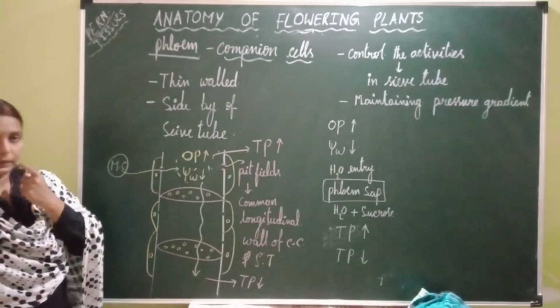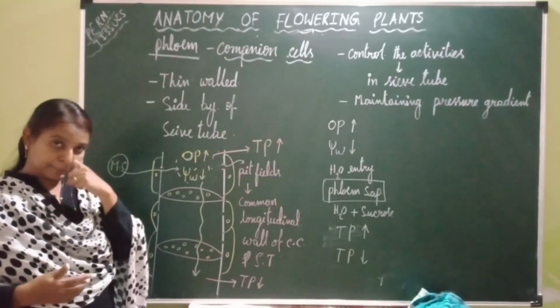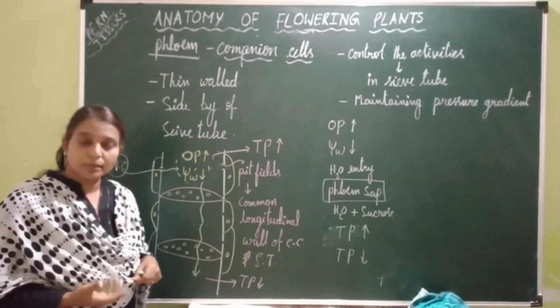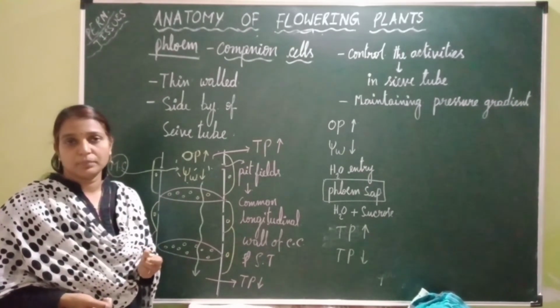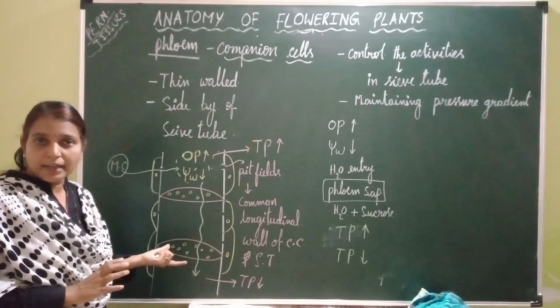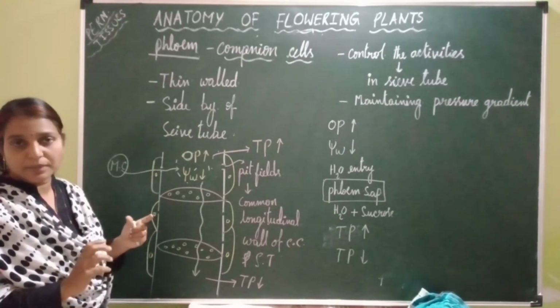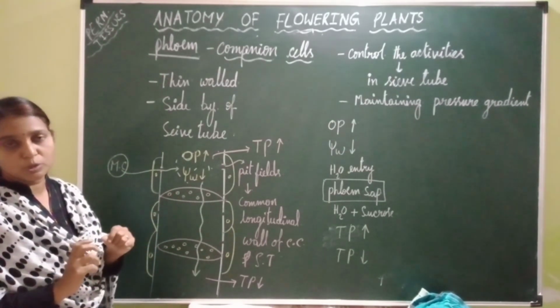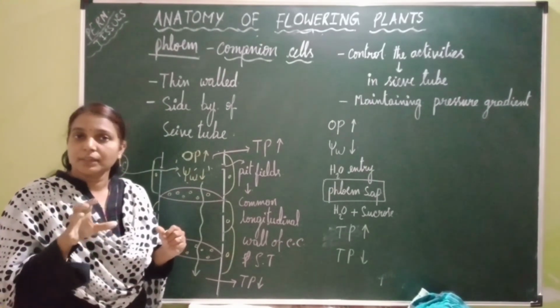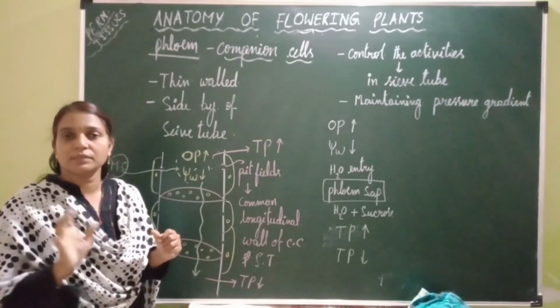Now let's study the next part of this phloem, that is phloem parenchyma. Before studying about this phloem parenchyma and phloem fibers, let's study the sieve cells present in gymnosperms, in the phloem of gymnosperms instead of sieve tubes. In gymnosperms we already studied that sieve tubes are absent; instead of sieve tubes, sieve cells are present.